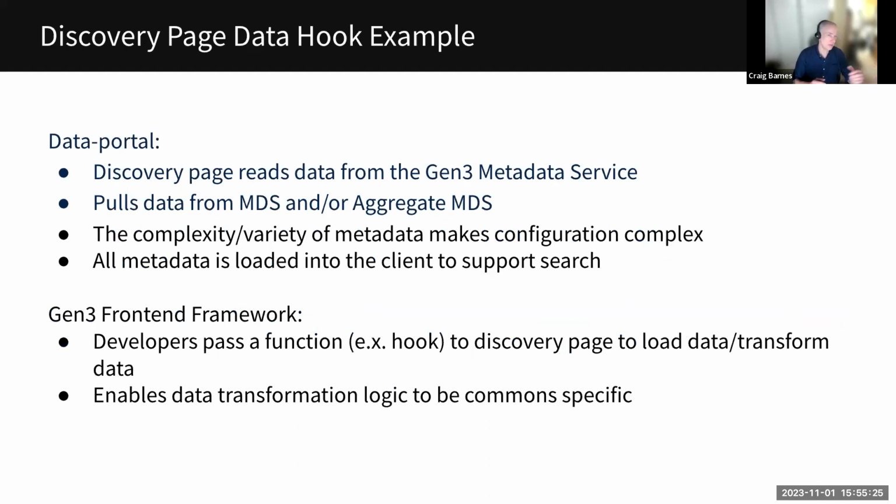So talking about the hook, let's go through a quick example. In Data Portal right now, our discovery page reads data from the Gen3 metadata service. We actually have two: the metadata service, and the aggregate metadata service, which has the ability to aggregate data from a number of commons and serve that up as a single service. Depending on how it's configured, Data Portal will pull data from the metadata service and combine it with the aggregate metadata service, or just one of the two.